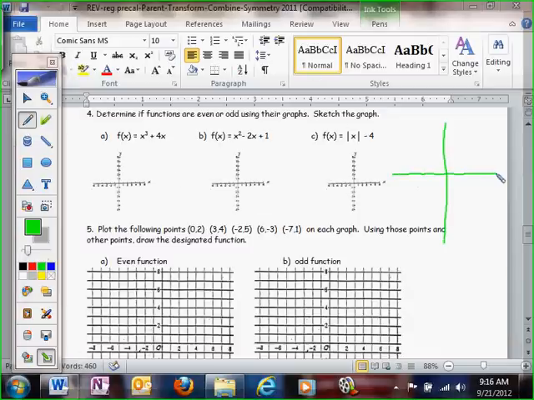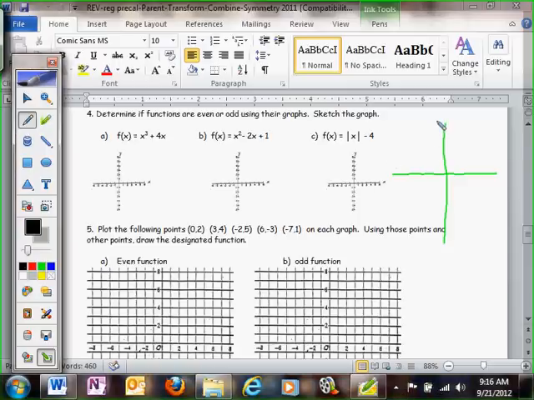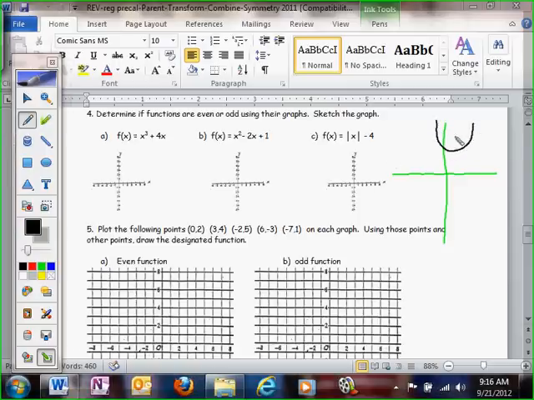If this is my xy plane, and if I have a parabola that looks like this, it does not have y-axis symmetry, because the y-axis is not acting as the line of symmetry, making the left side look exactly like the right side. This right side is much bigger than the left side. This also does not have origin symmetry, because it doesn't look the same right side up as it would when you turn it upside down. So this one would be neither. Okay, don't make that mistake.